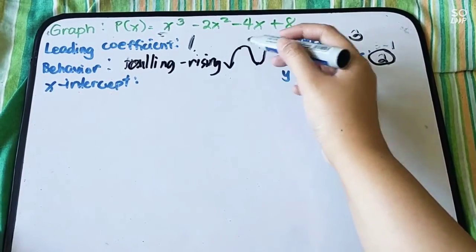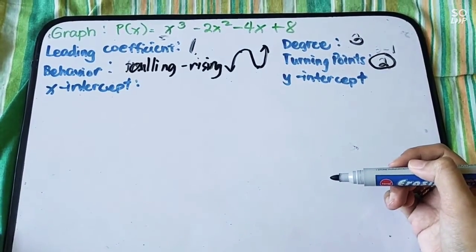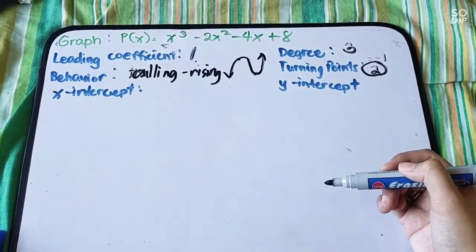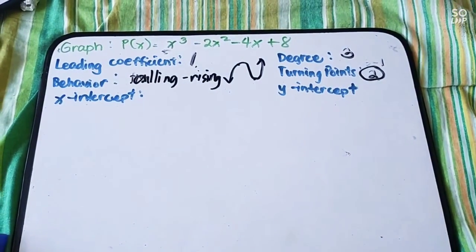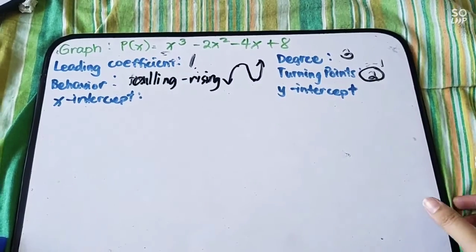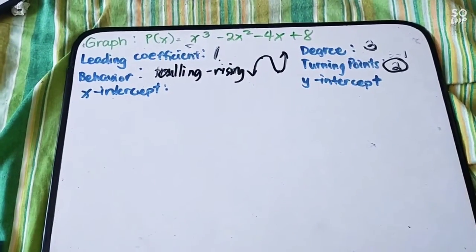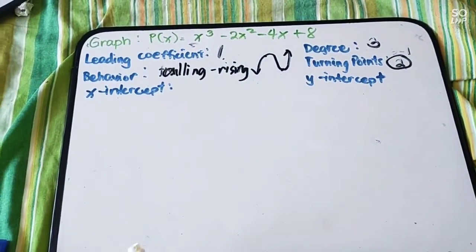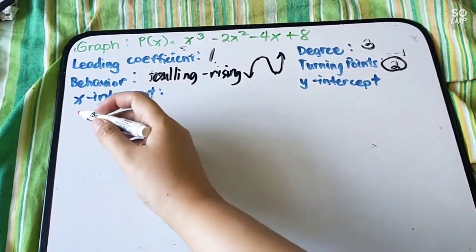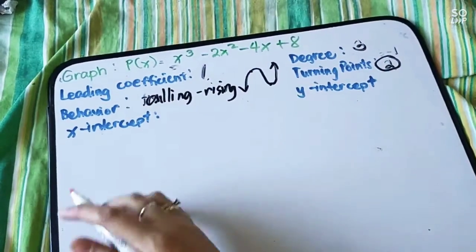Diba? Ganyan po yung na-expect nating graph. Now, let us solve for the x-intercept. So, for us to solve the x-intercept, we have the PRR. Yun na, mas pinakamadali na yun, yung synthetic division.